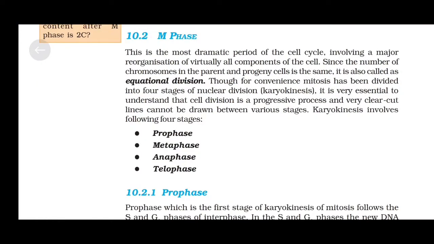This is the most dramatic period of the cell cycle, involving a major reorganization of virtually all components of the cell. Since the number of chromosomes in the parent and the progeny cells is the same, it is also called equational division. Though, for convenience, mitosis has been divided into four stages of nuclear division, karyokinesis, it is very essential to understand that cell division is a progressive process and very clear-cut lines cannot be drawn between various stages.